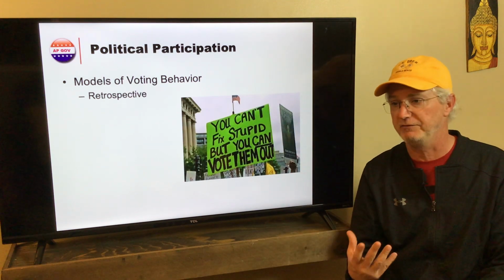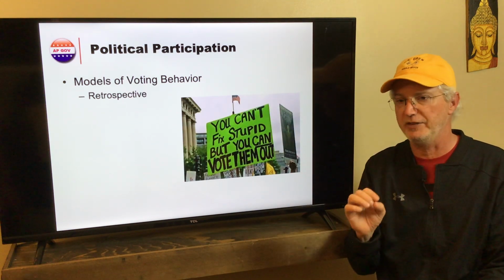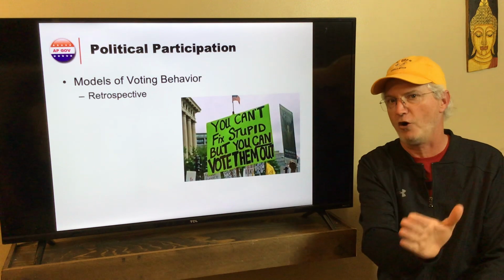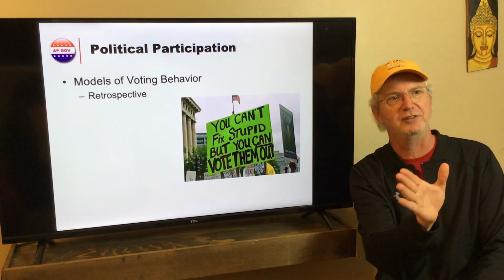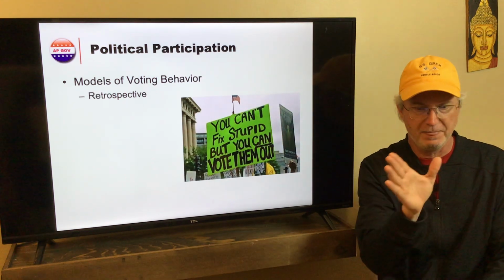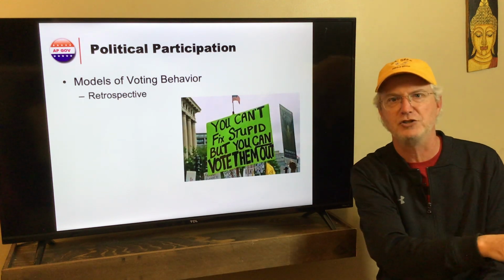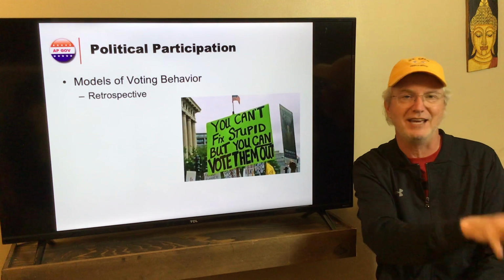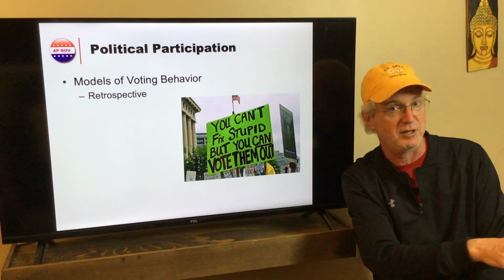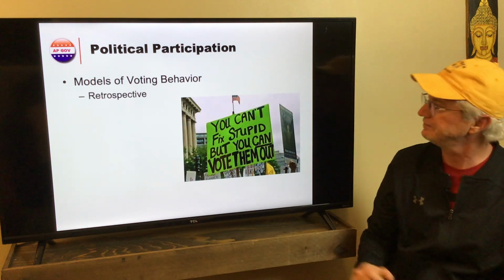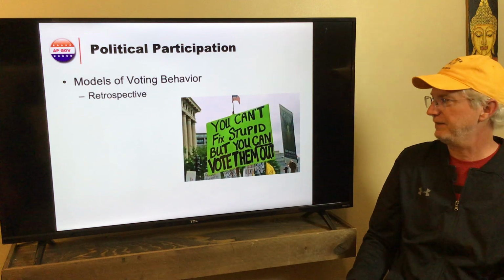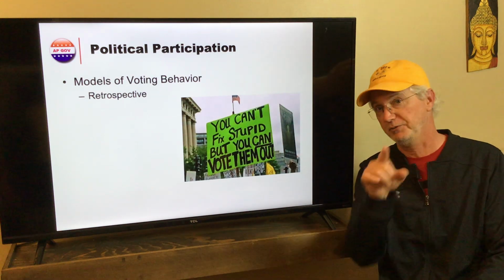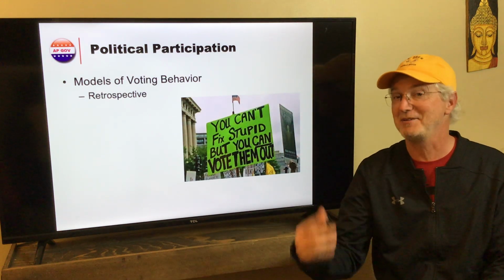And retrospective voting is when you go in there and you look at what these people have already done, right? You're looking at, retroactively, have you done a good job in office? Has your party traditionally done things that are going to benefit me? Have they done that in the past? That's retrospective voting. I love this sign. You can't fix stupid, but you can vote them out. So remember that as you guys come of age of voting.